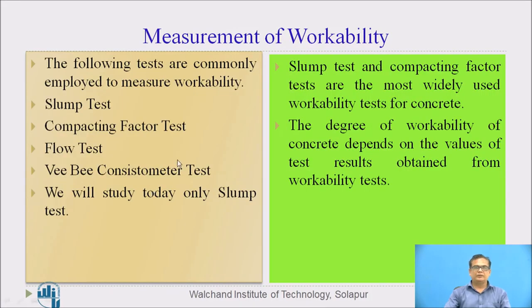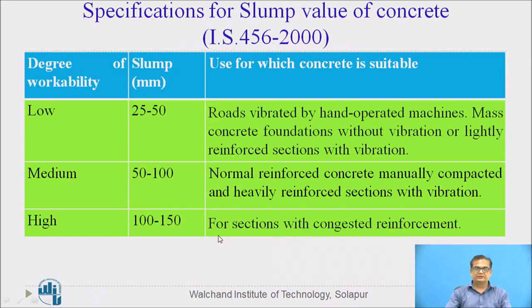Now, how to measure this workability? Indian Standard codes have devised these tests for measuring workability of concrete: slump test, compacting factor test, flow test, VB consistometer test. Mainly today we will focus on the first test, that is slump test. Generally, slump and compacting factor tests are used widely for measurement of workability, and the degree of workability depends on the values of test results given by these workability tests.